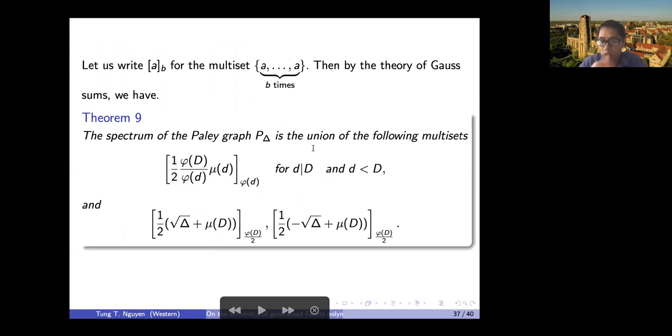So for d dividing D, where d is strictly less than D, you have phi(d) over phi(D) times the Mobius function of d, and this happens with multiplicity phi(d). And then you have two actual eigenvalues, given by square root of D plus mu(D), and this happens with multiplicity phi(D)/2, and then the second one is the conjugate pair of the first one, with multiplicity phi(D)/2. So this gives you a complete classification of the spectrum of this graph. So in the case where p is a prime number, this recovers the classical calculation of Paley on the spectrum of Paley graphs.